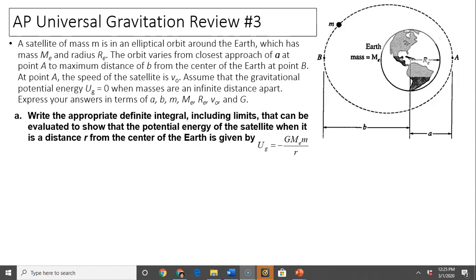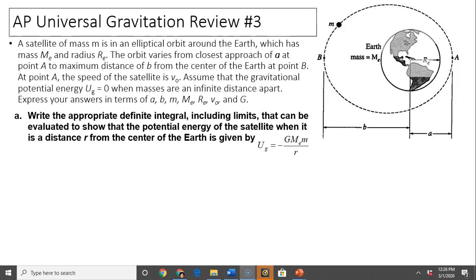A satellite of mass m is in elliptical orbit around Earth, which has mass M_E and radius R_E. The orbit varies from closest approach of distance a at point A to the furthest, distance b, at point B. At A, the velocity is v naught. Assume that gravitational potential energy U_g is 0 when the masses are an infinite distance apart. Express the answers in terms of a, b, m, M_E, R_E, v naught, and the gravitational constant G.